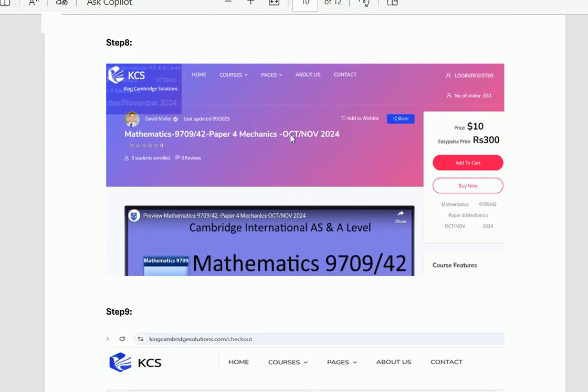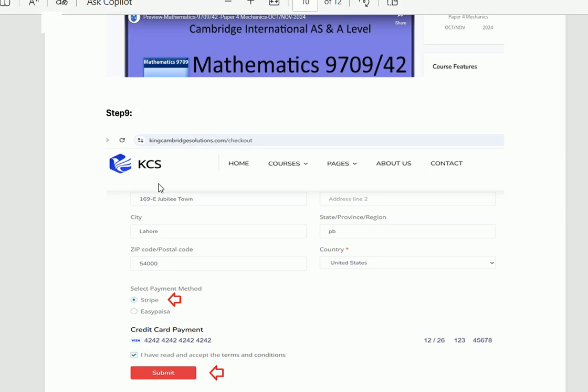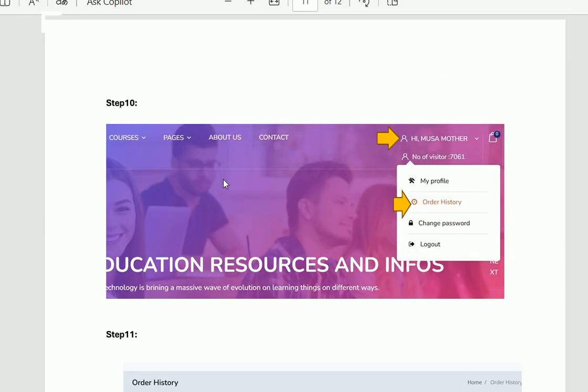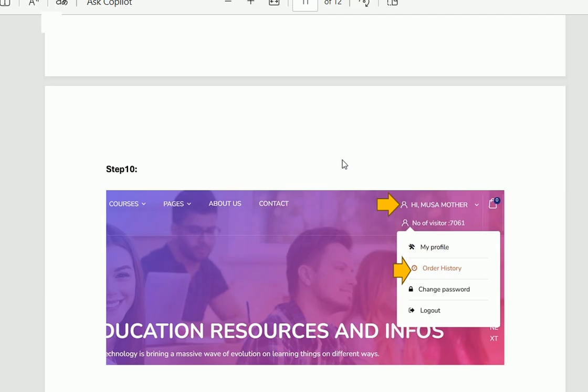Then you will click on the add to cart button, and after adding to the cart, you click on the buy now button. When you click on the buy now button, you will get this interface. Fill in the Stripe particulars, and after that click on submit. When you click on submit, you will be logged into your login section.